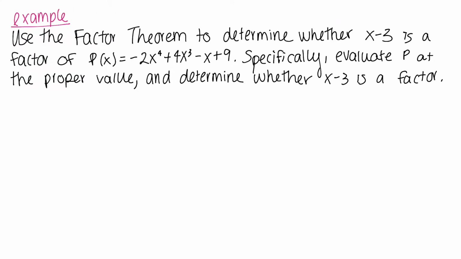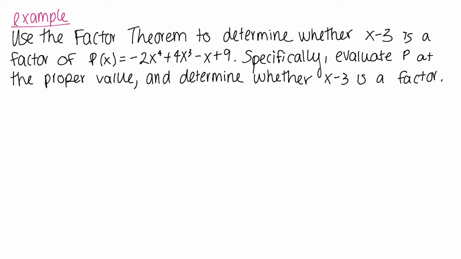So this is a problem from Alex. It says, use the factor theorem to determine whether x minus 3 is a factor of p of x equals negative 2x to the fourth plus 4x cubed minus x plus 9. Specifically, evaluate p at the proper value and determine whether x minus 3 is a factor.